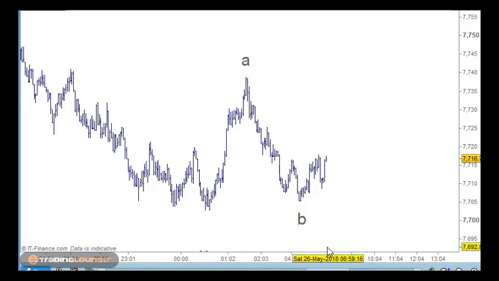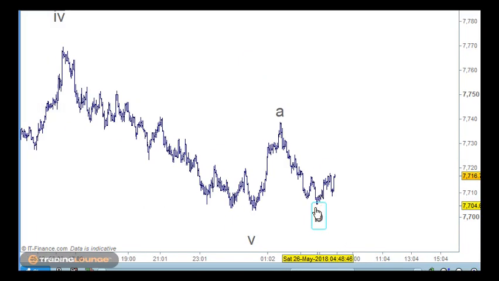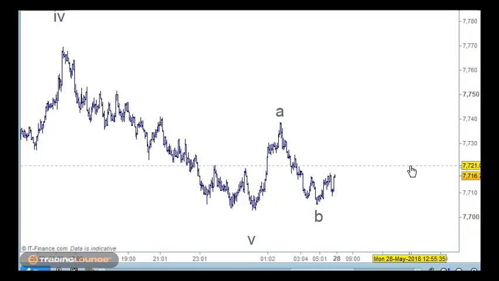Let's just give it some time. But if this low gets breached, we need to be on the short side. But if you see strength come into the market, then you can go to the long side. This number here is a good number to work with, the 7720. If that becomes support, then look at being long from that point.